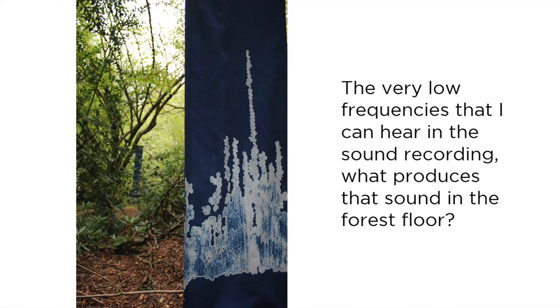Another person asked about the very low frequencies that you can hear on the sound recording and asked what produces that sound in the forest floor. I like this question because it responds to the shift in perspective from hearing a rainstorm from above the ground to below the ground. When you're in a rainstorm in a forest, normally listening to it from a human perspective, which is hearing the rain bounce off the leaves of the trees, those frequencies are normally a bit higher. But when you're listening to the rainstorm from beneath the ground, there's so much more surface area for the sound to vibrate within. And perhaps that's what produces these low tones.